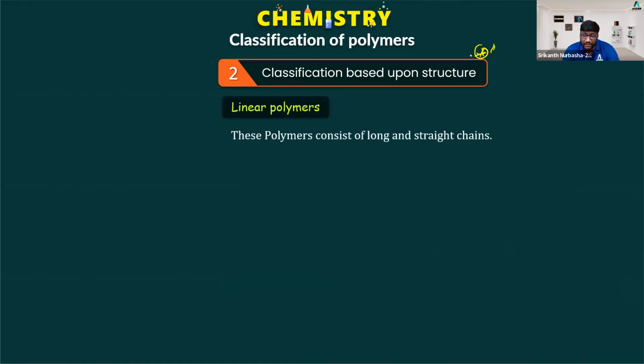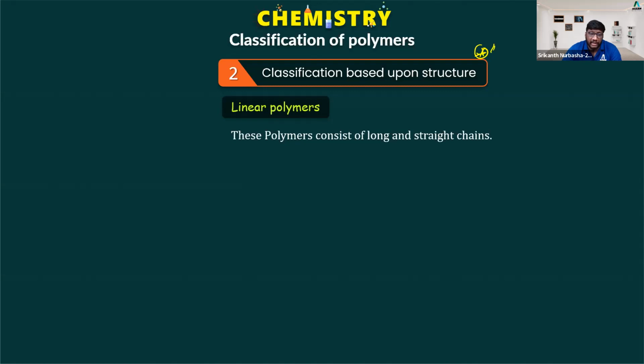And then we have the classification based upon structure. How to classify polymers based on structure? First one is linear polymers. Linear polymers consist of long and straight chains. Linear polymers will be having long and straight chains.